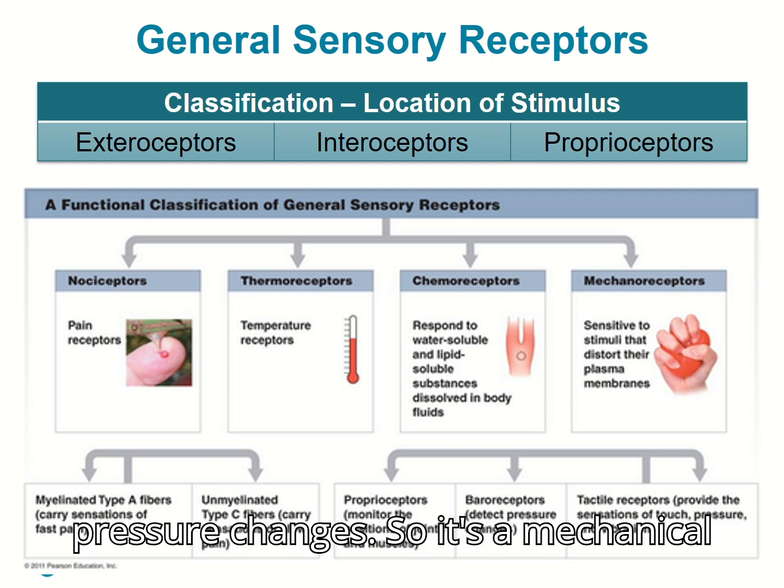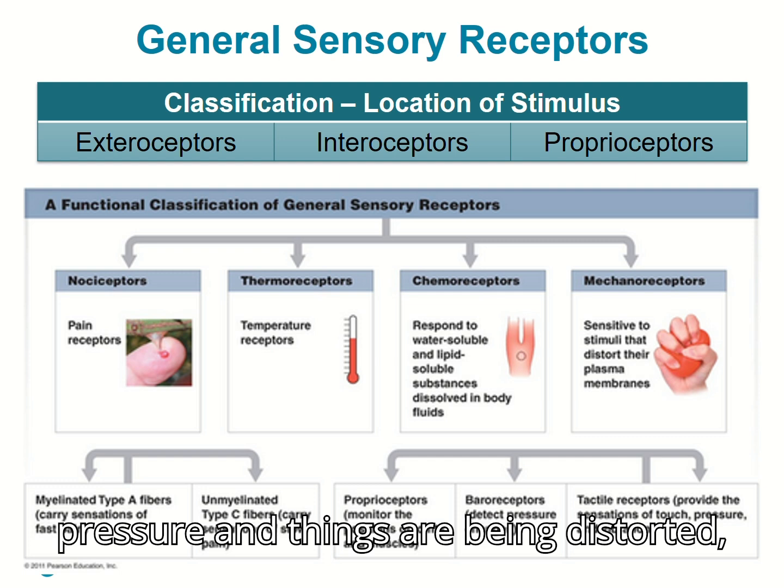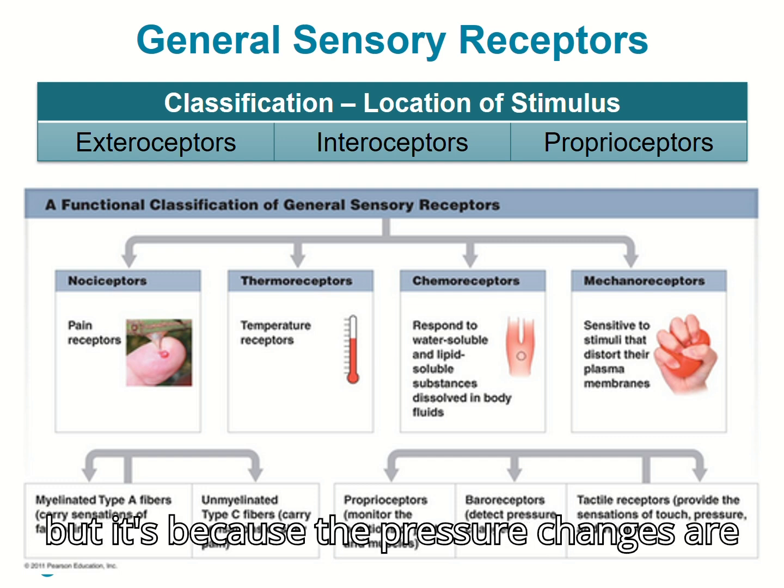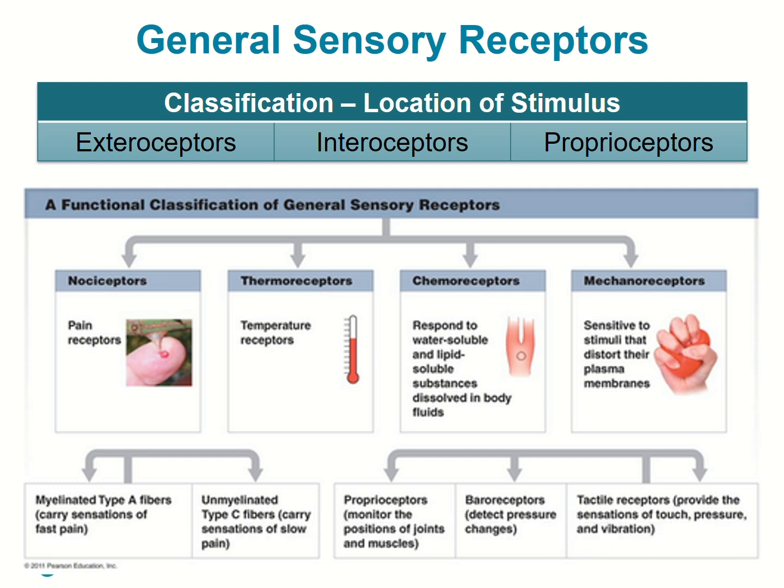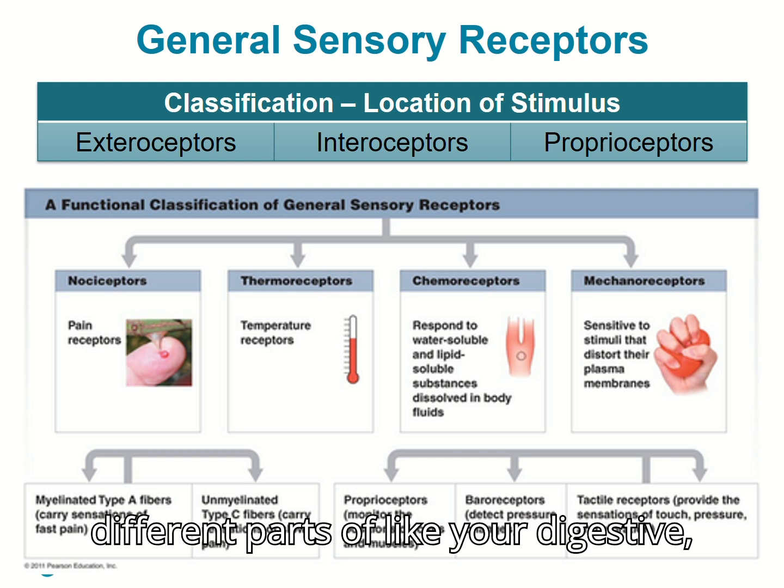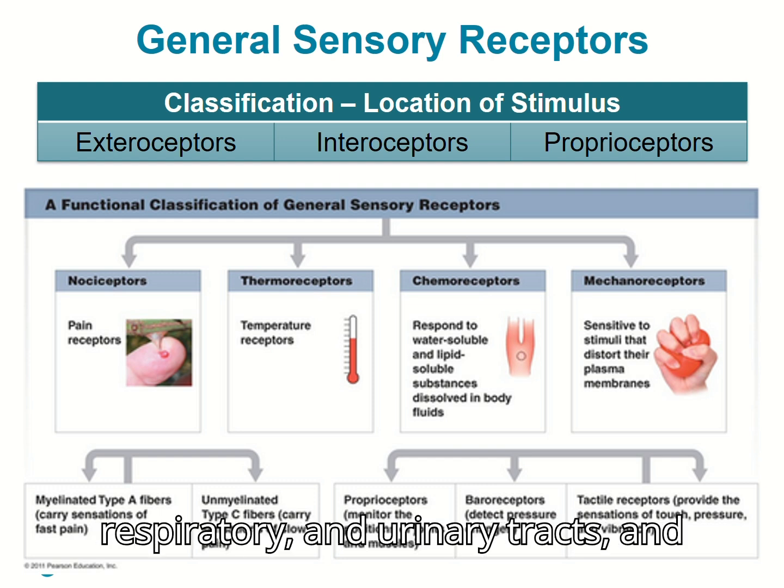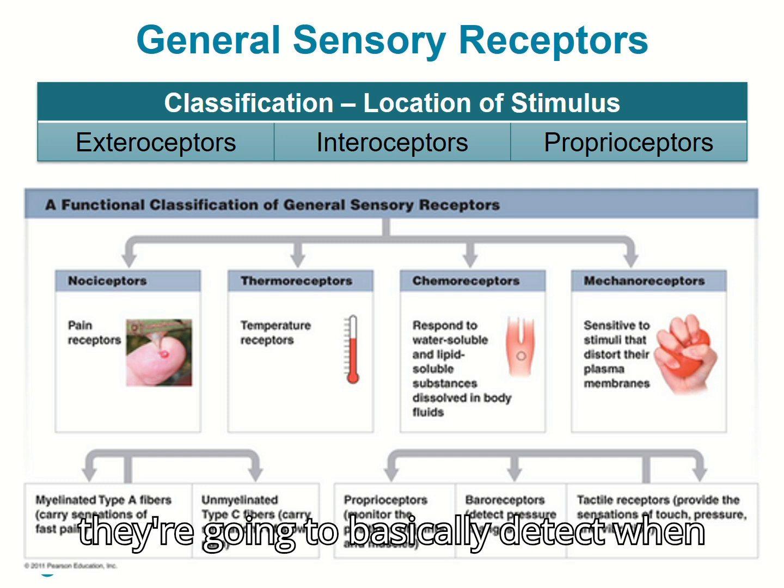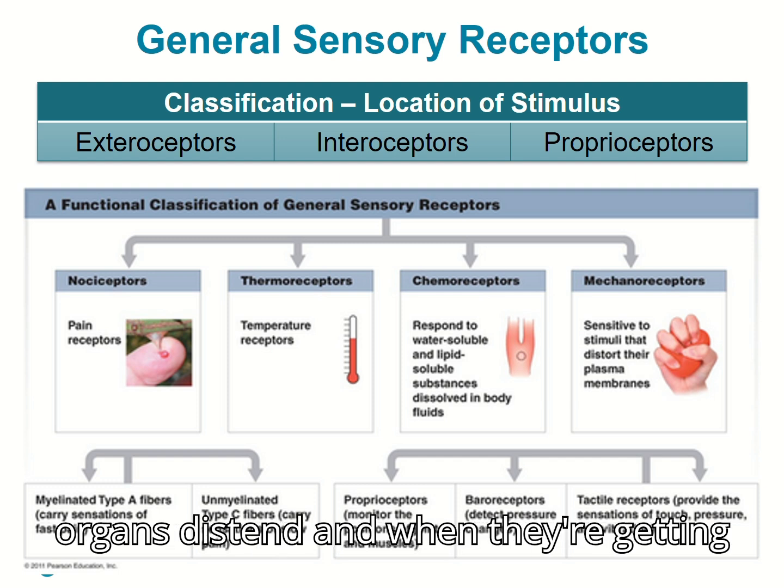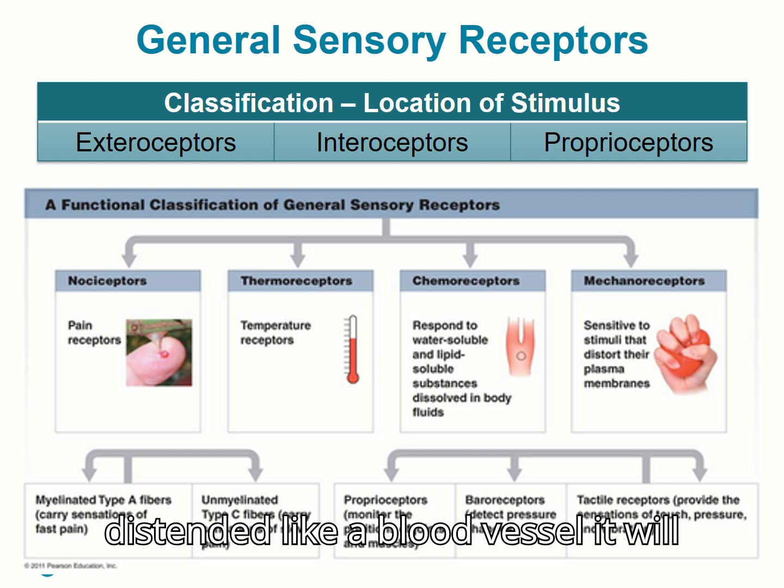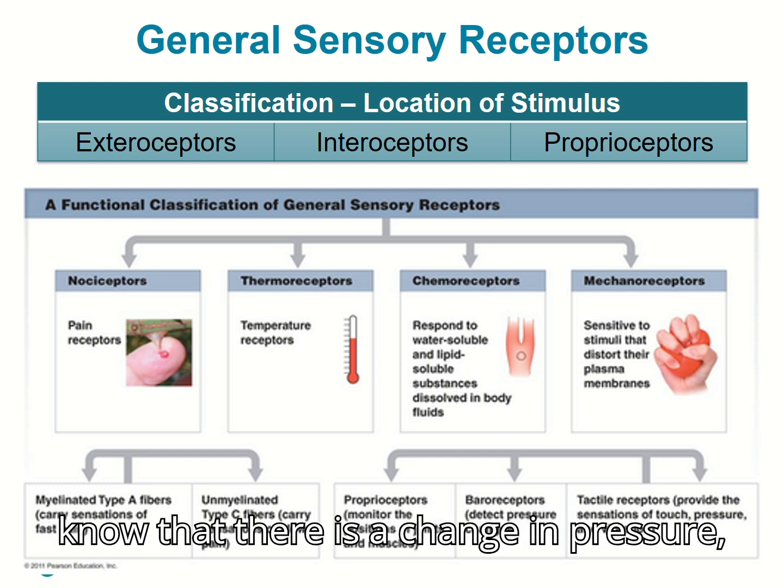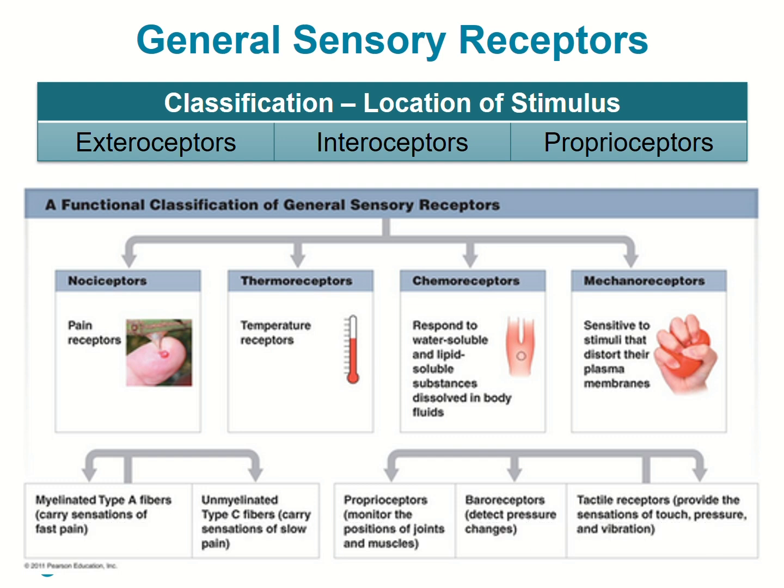Baroreceptors are going to detect pressure changes. So it's a mechanical pressure and things are being distorted, but it's because the pressure changes are happening. You're going to see this in your blood vessels and in different parts of your digestive, respiratory, and urinary tracts. They're going to basically detect when organs distend, and when they're getting distended, like a blood vessel, it will know that there is a change in pressure.